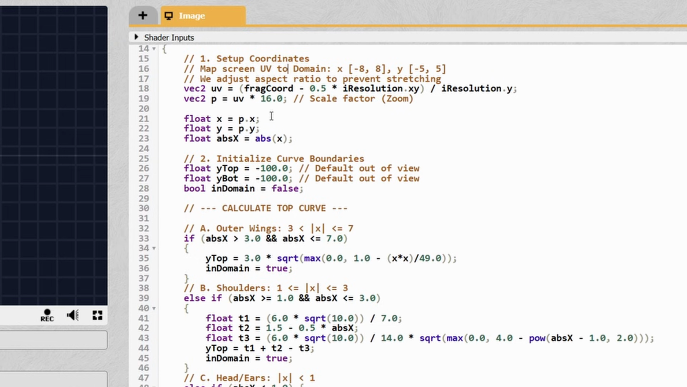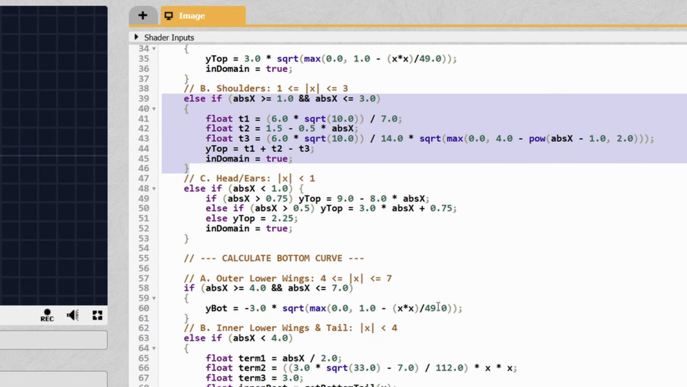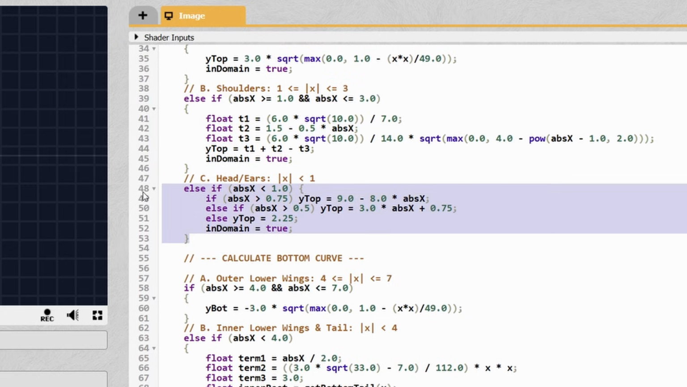Inside main image, every pixel gets mapped into a custom coordinate space from -8 to 8 horizontally and -5 to 5 vertically. The top half of the logo comes from 3 regions. For x between 3 and 7, we draw the outer wings with a scaled circular arc. Between 1 and 3, we shape the shoulder using constants, linear terms, and a curve subtraction for that smooth slope. And for x less than 1, we build a head and ears, tapered lines for the ears, a rising slope under them, and a flat top.